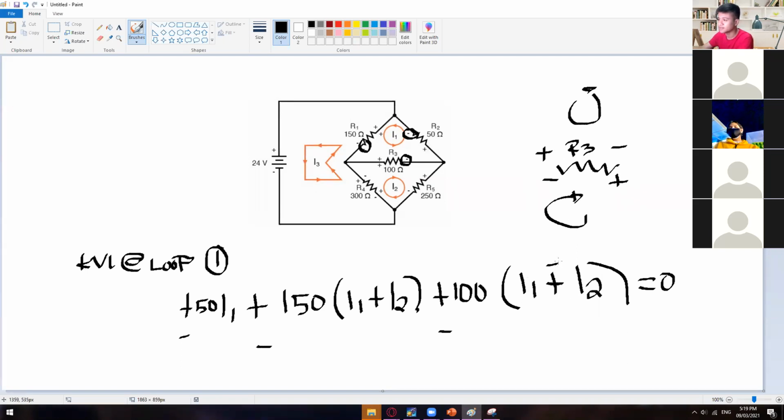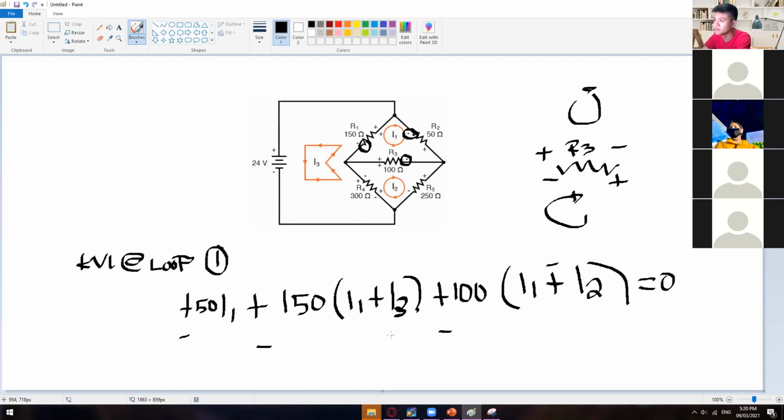All right? Okay, sir. For the 150, sir, why I1 plus I2? Shouldn't it be plus I3? Yeah, thank you for that one. I1 plus I3, right here. So I1 and then I3 on the other side.